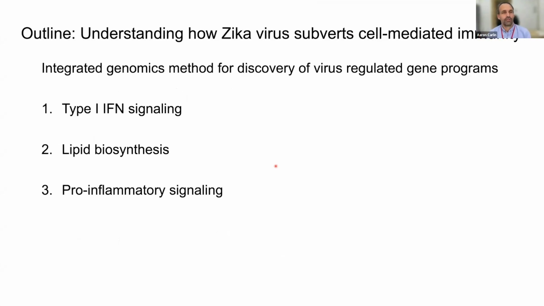So this is a brief outline of how we'll approach today's talk. First of all, I'll tell you about Zika virus and why I think it's really important to understand this virus and continue to think about it despite its absence in the news over the last 3 or 4 years. I'm going to tell you about our integrated genomics method that allows us to discover virus-regulated gene programs in infected cells and why we think that's a very cool method and important for understanding virus-host interactions. And then I'll tell you 3 stories based on that method where we look at effects on type 1 interferon signaling, lipid biosynthesis, and then pro-inflammatory gene signaling.